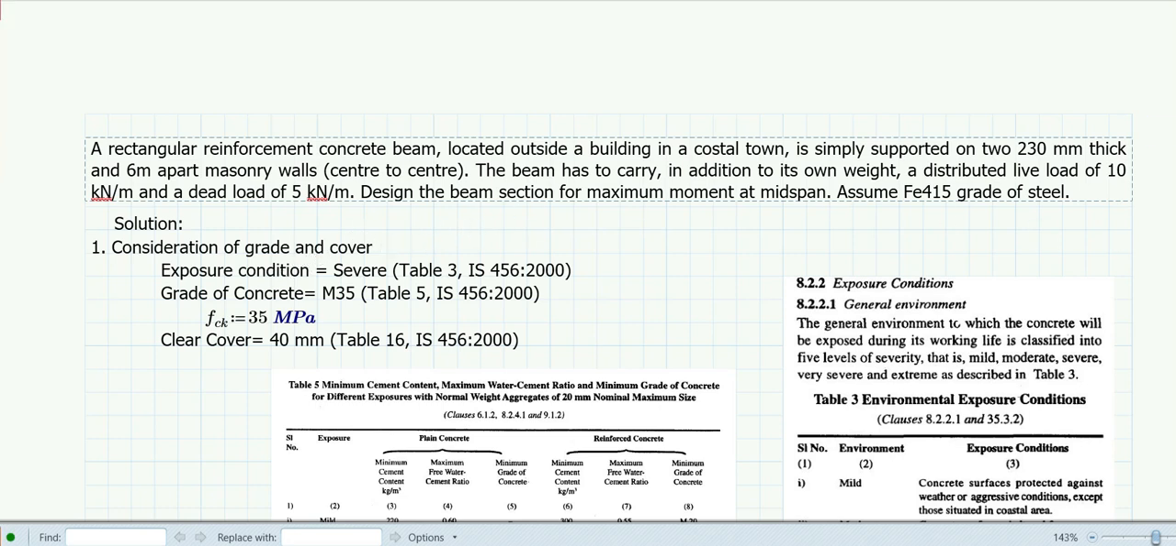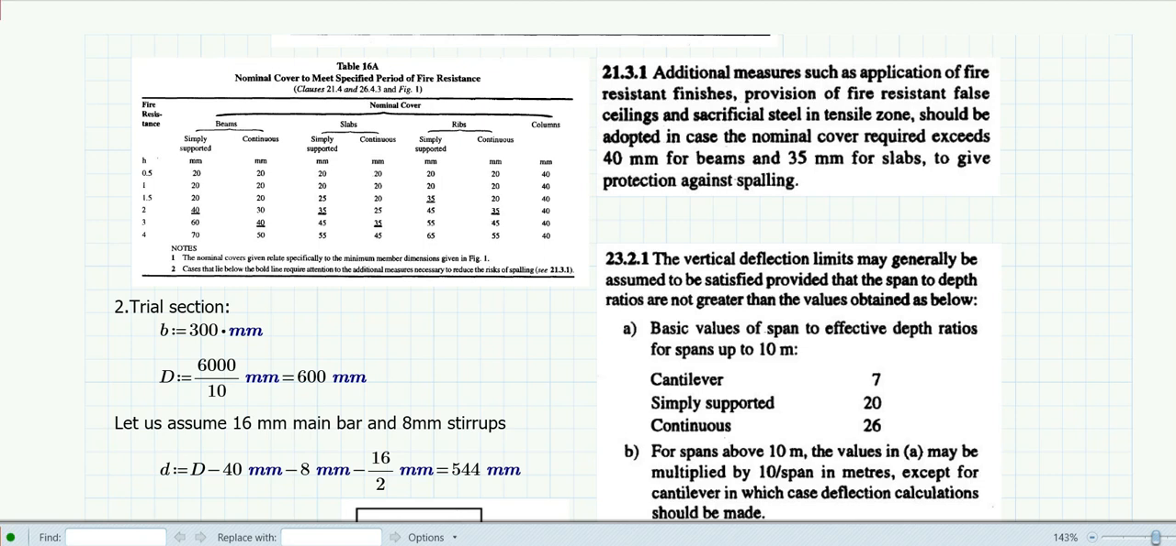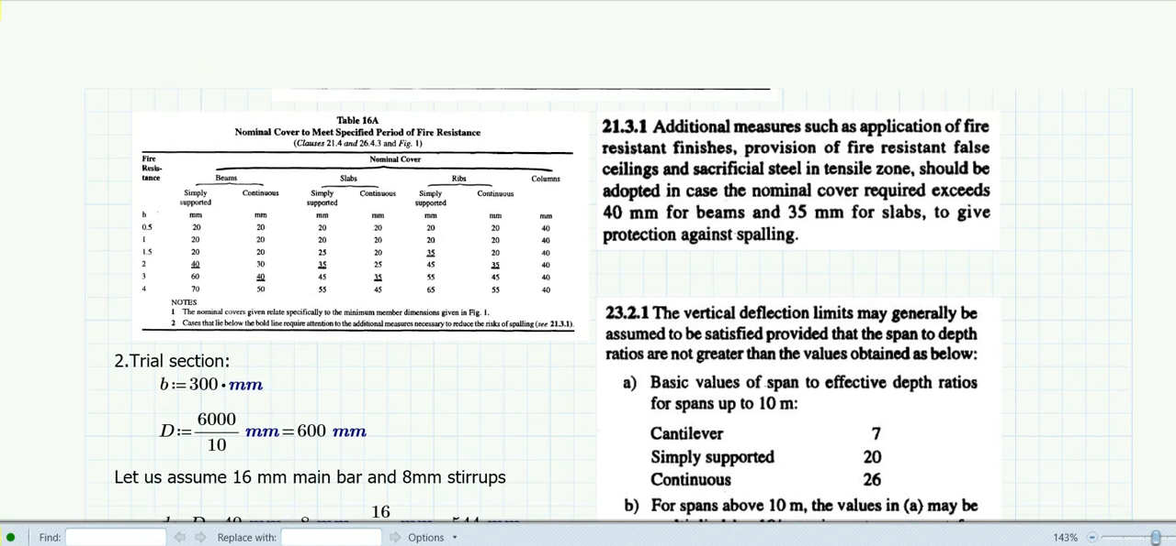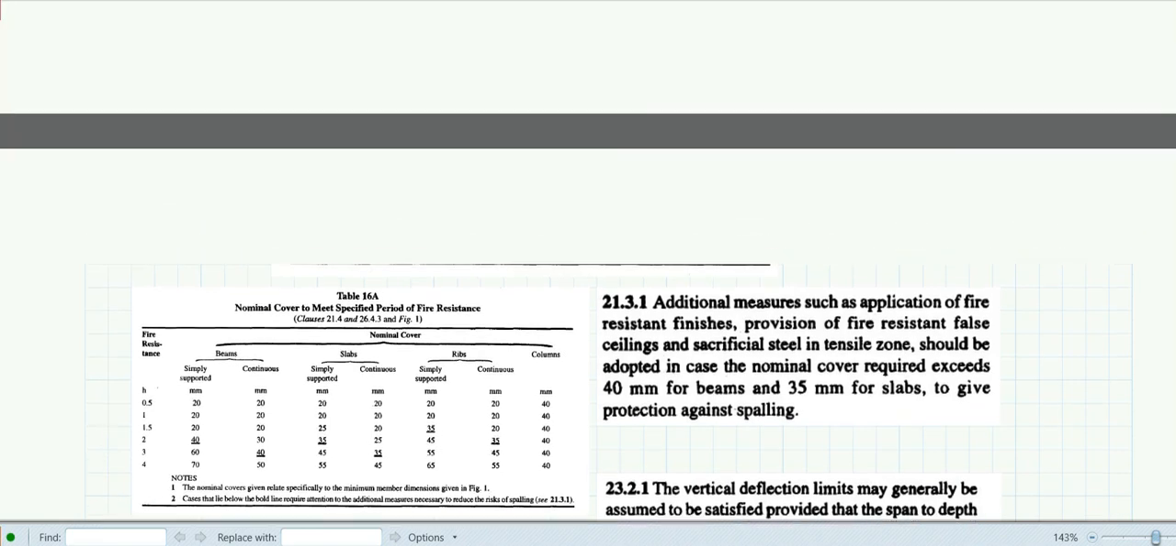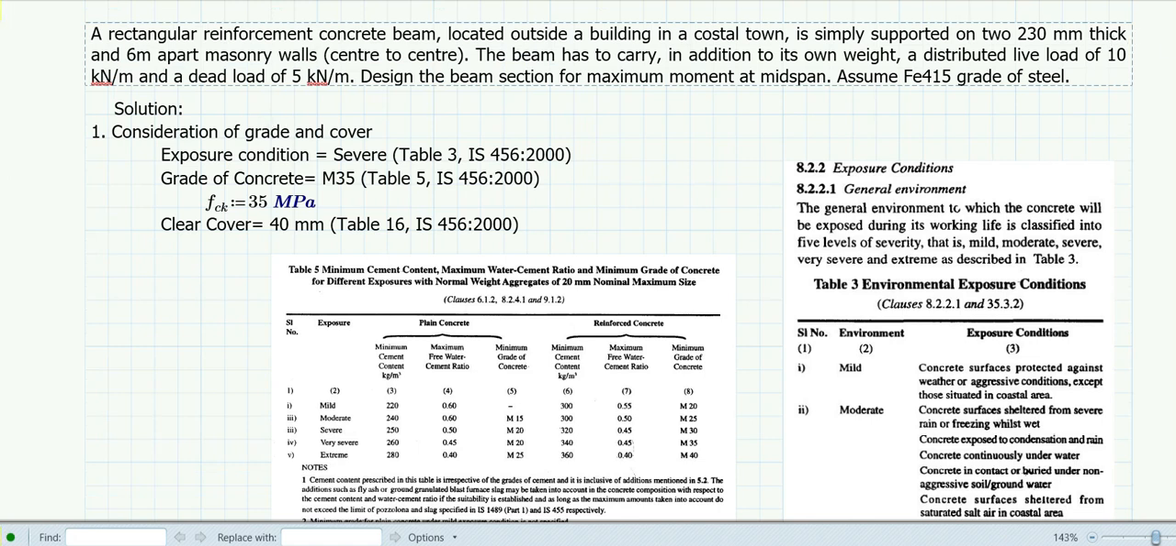So let's go into the detail of this design. The first thing that we need to consider is the grade of concrete. Let's see the different clauses of IS 456 which govern the grade of concrete that we need to know.